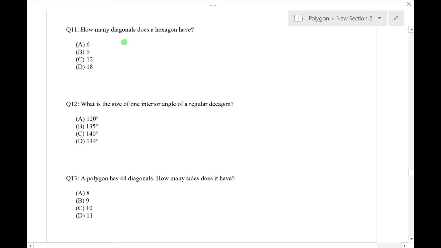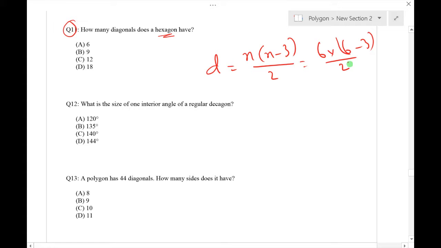The question is now about diagonals. Question number 11. How many diagonals does a hexagon have? Didn't we do that? Yes. Let's say that we forgot it. So the number of diagonals, d, is equal to n times n minus 3 divided by what? 2. Therefore, this is going to be 6 times 6 minus 3 divided by 2. I don't know why we are repeating this question. But anyway, 6 times 3 divided by 2, that's going to be 9 diagonals. And the answer is B, 9. Okay. Let's move on to the next question.